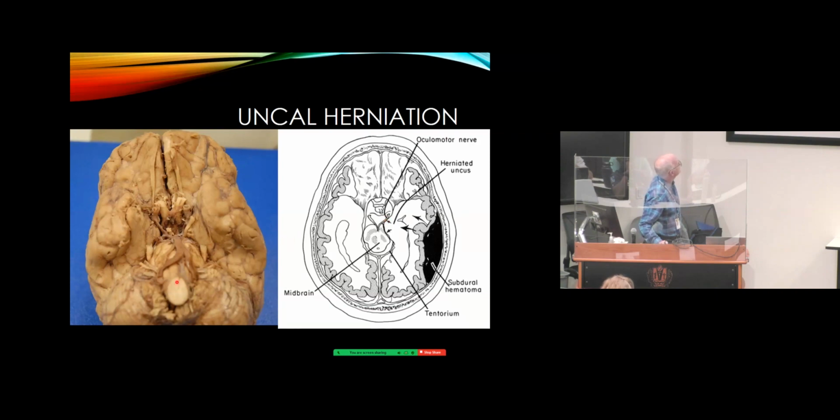Okay, so over here you can see the uncus. Okay, and then there's the third nerve right next to it. So that relationship between the uncus and the third nerve is really important.